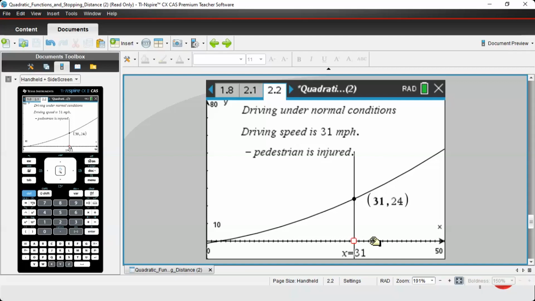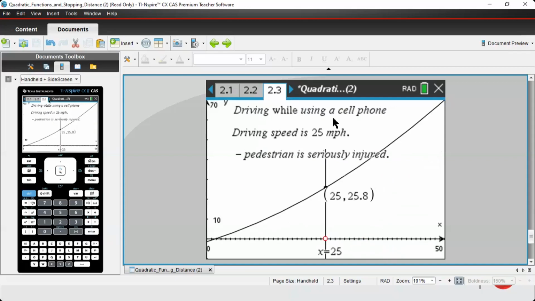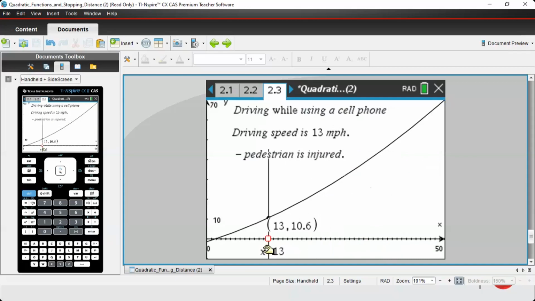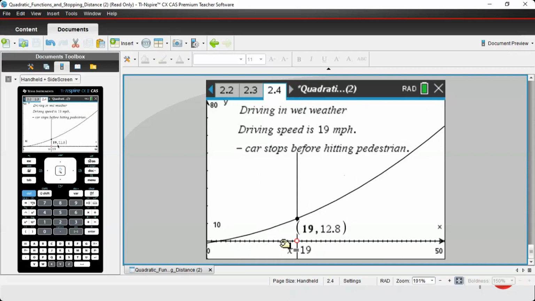If I keep on moving, what do you notice happened? The pedestrian is seriously injured, right? And this is important to know. So I'm going to go to this next one. Now I'm using a cell phone. At this point, the pedestrian is seriously injured already, but if it was normal, I hadn't hit him now. So what happens over here? This whole time, the pedestrian gets injured earlier because I am driving distracted. So very important, very cool. And here's wet weather, and it's the same idea.